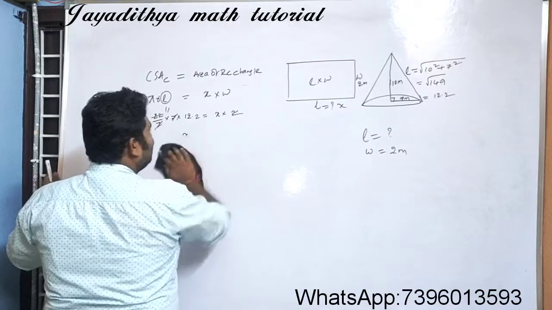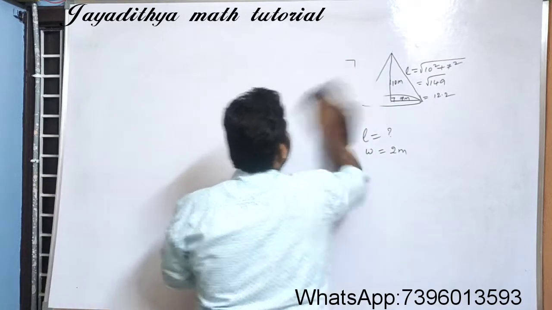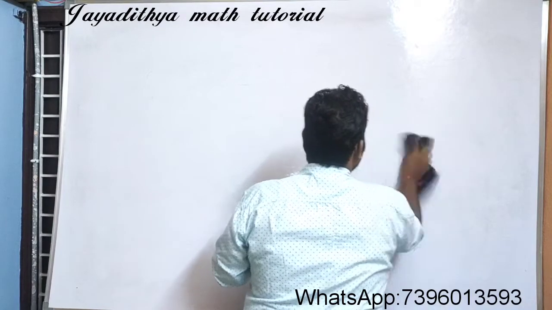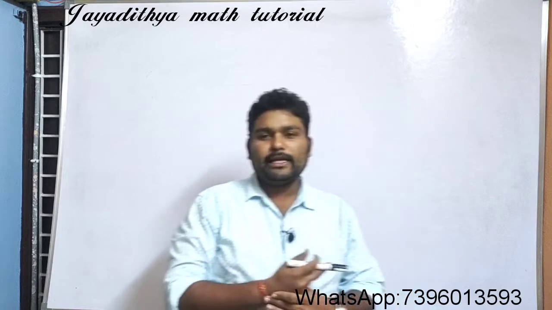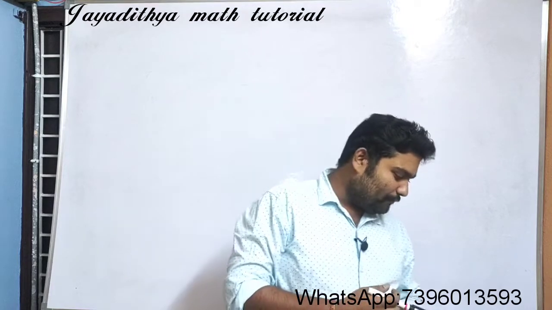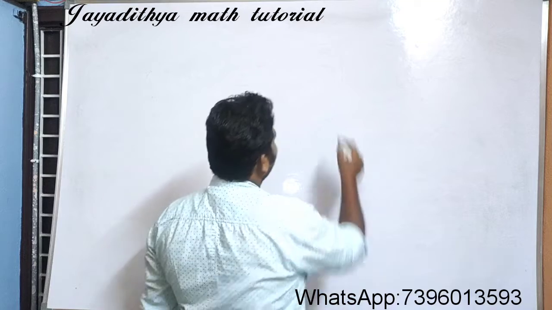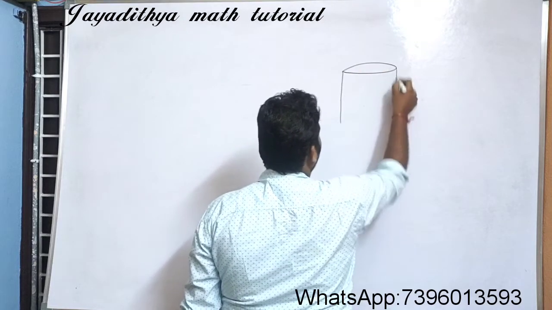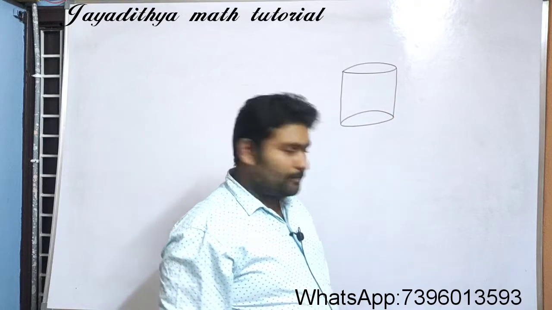Okay, now let us go to another problem. Actually, that is a direct problem here. The next example is a direct problem. An oil drum is in the shape of a cylinder. What you should do is just draw the cylinder first. The problem is related to a cylinder.